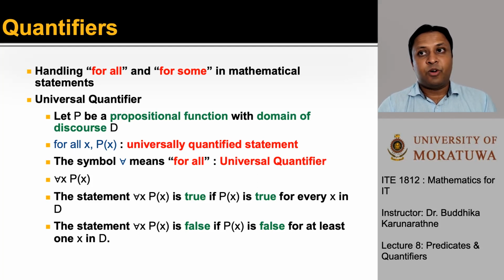The statement for all x, Px is true if Px is true for every x in the domain of discourse D. And the statement for all x, Px is false if Px is false for at least one x in D. So if Px is false for any value of x, then for all x, Px will be false. This is the behavior of the universal quantifier.